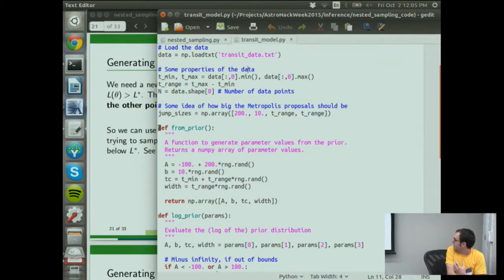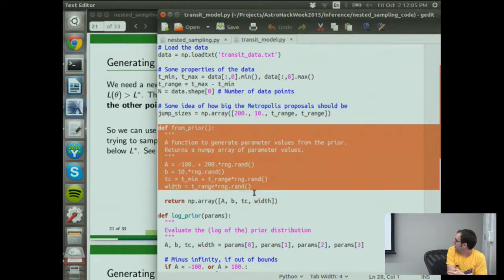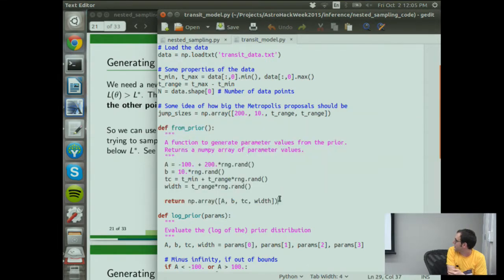In nested sampling, you start by generating points from the prior. So I've written a function called fromPrior, which just generates points from the prior. It generates A, B, T, C, and W from the priors that I had on the slides, and puts them all into a NumPy array.